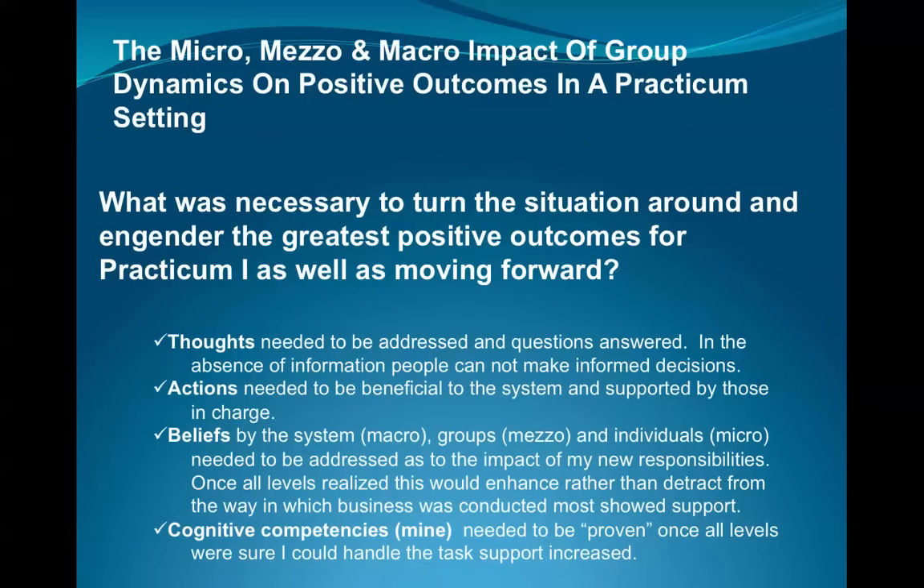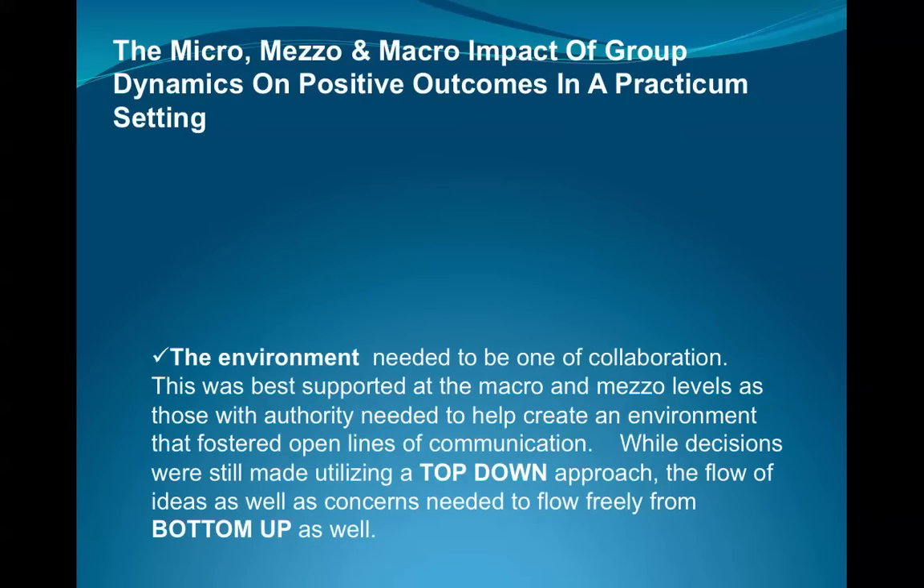And then cognitive competencies. The entire system, all the systems needed to trust that I could do what I was being tasked to do, that the behavior guy also had an understanding of what was necessary to do in terms of nuts and bolts technology. And of course, the environment needed to be one of collaboration. We hear that word over and over again.